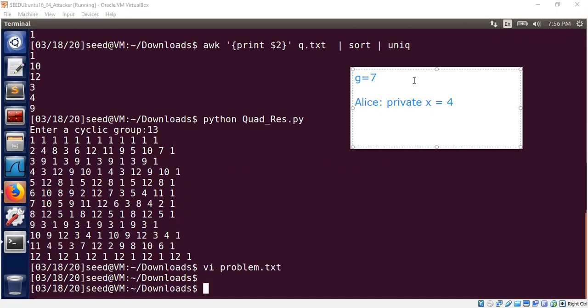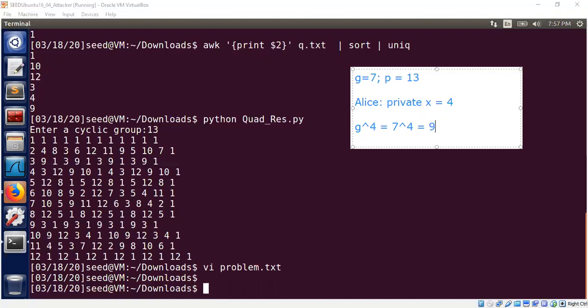What is Eve seeing from Alice? Alice will send G power 4, right? Which is equal to 7 power 4. If you look at my table here, 7 power 4 is 9, right? 9 in mod 13, right? We are working with P being 13. So 7 power 4 is the same as 9 in the P equals 13 group, okay?